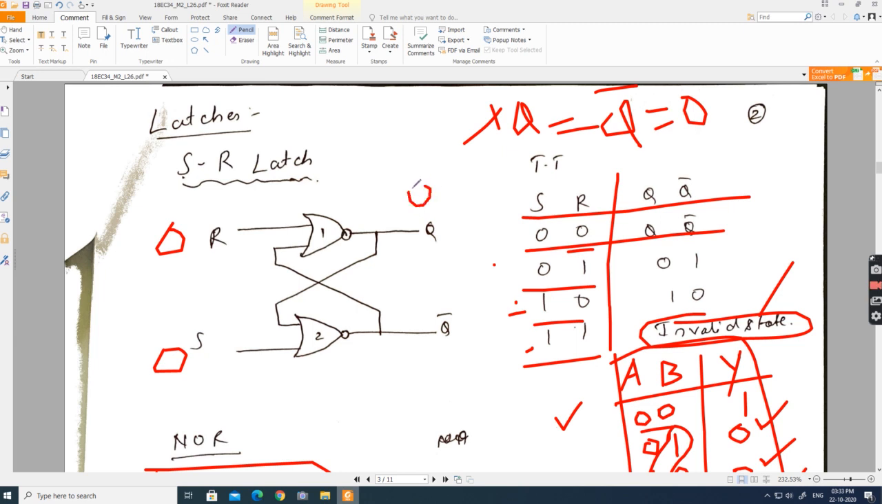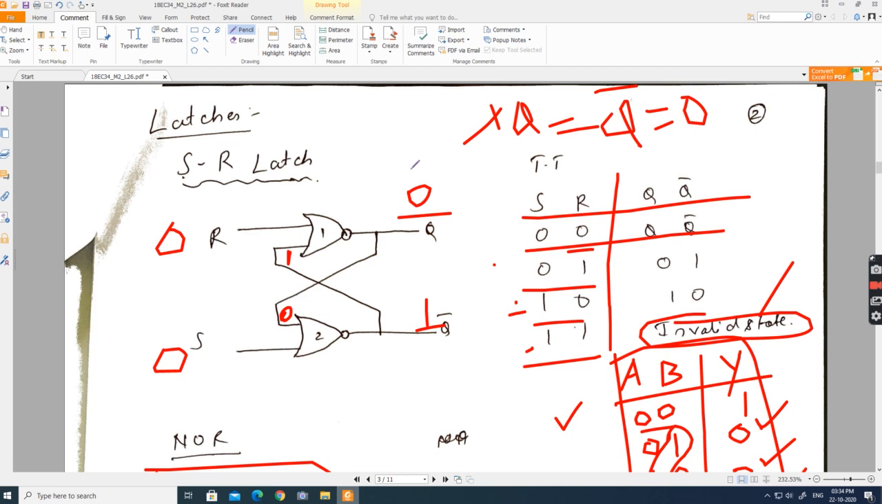Say Q is 0. What will be Q bar? Q bar will definitely be 1. Now, is the assumed condition clear? So now, what will be the input here for the first NOR gate? The input here will be 1. What will be the input here for the second NOR gate? The input here will be 0. Now, 0 NOR 1, the output will be 0 only. 0 NOR 0, the output will be 1.